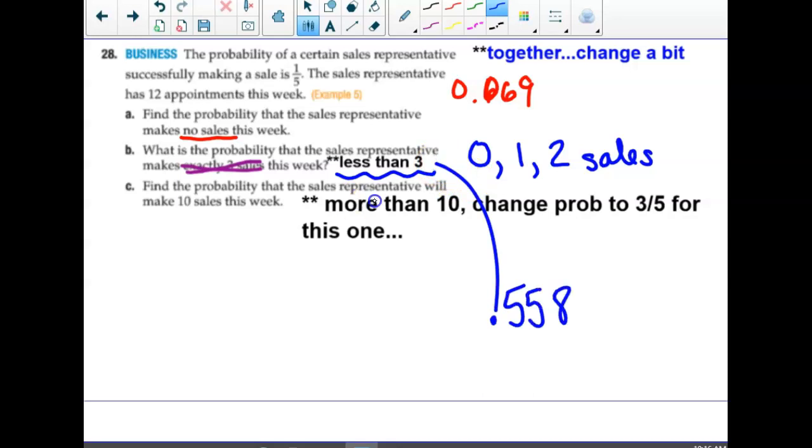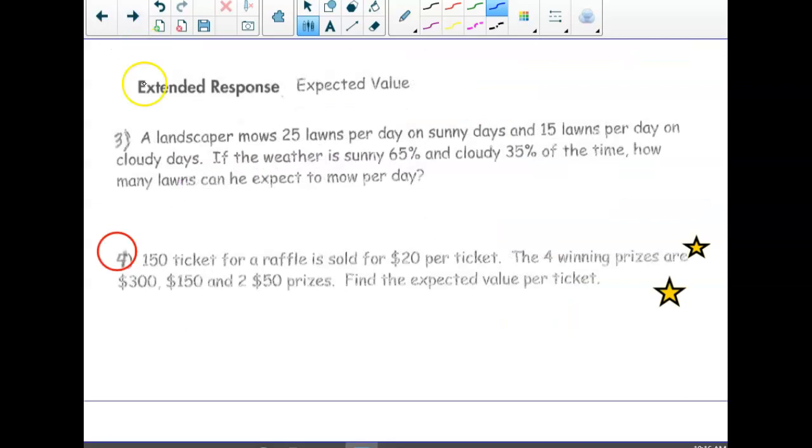We didn't even get to expected value. Oh, poo. I'm going to put it on the end of the video. There's a raffle expected value question. All right. It is this question on the back of the worksheet. I'm going to go over it right now. It'll be on the video, or you can stay for 1 minute.